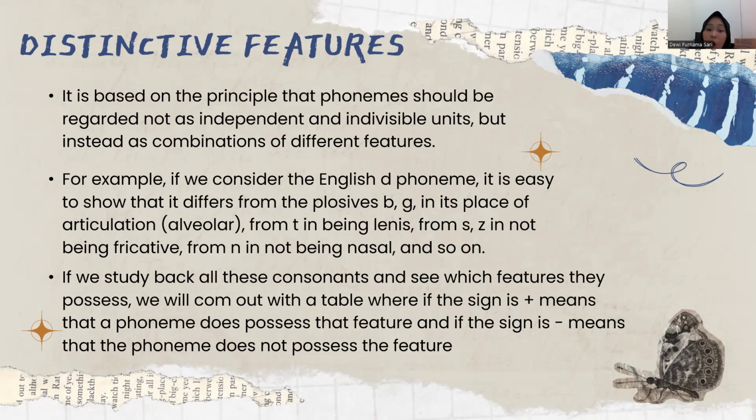And if we study all these consonants and see which features they possess, we will come out with a table where a plus sign means that a phoneme does possess that feature, and a minus sign means that the phoneme does not possess the feature.